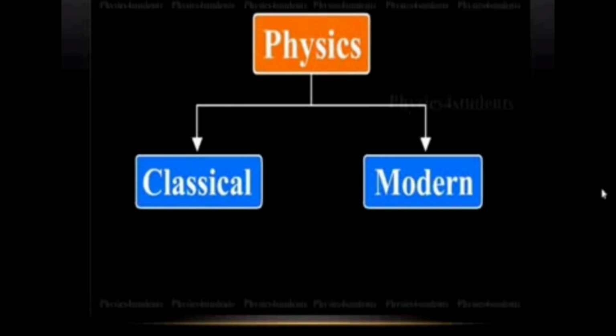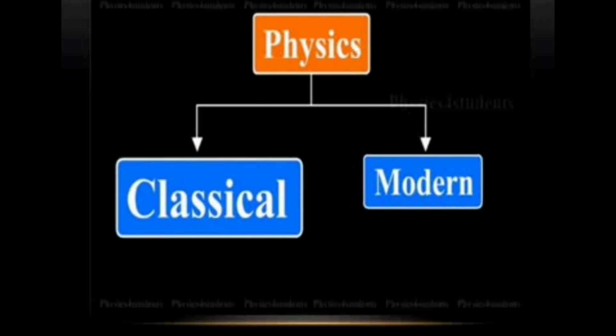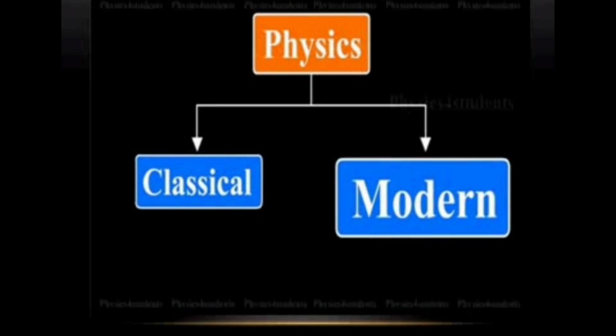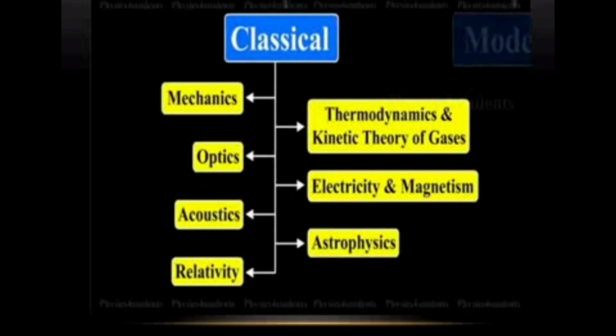Physics is mainly classified into classical and modern. Classical means older days' experiments, very old phenomena. Modern means after the 20th century, when we have done so many experiments, and it can explain 21st century experiments. That is called modern physics. Before the 20th century is classical, after the 20th century is modern.